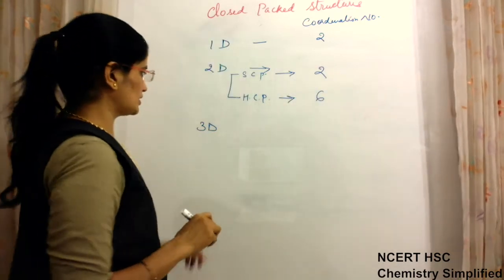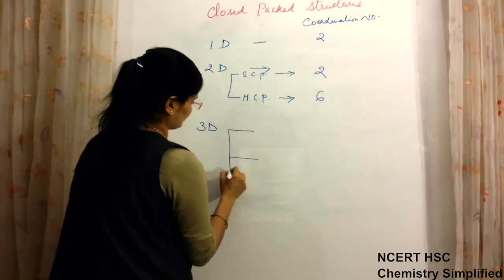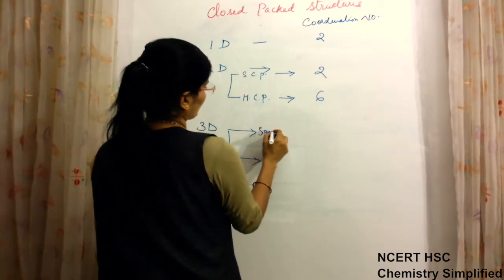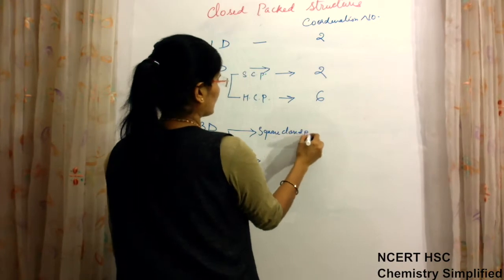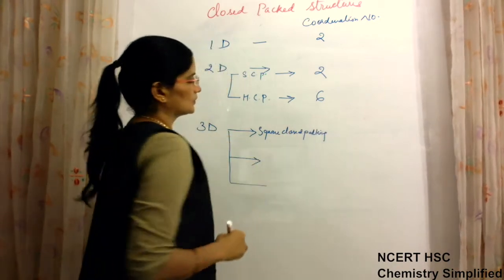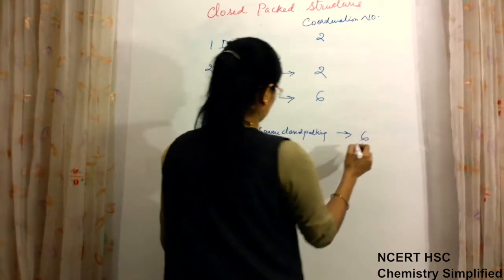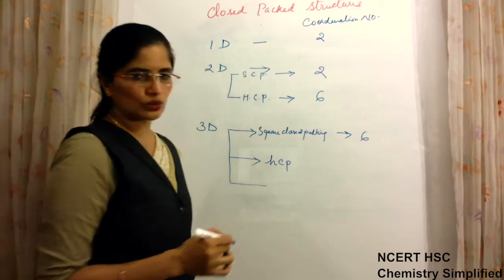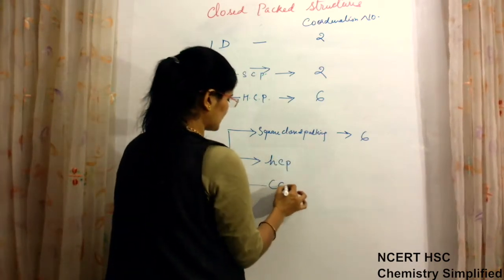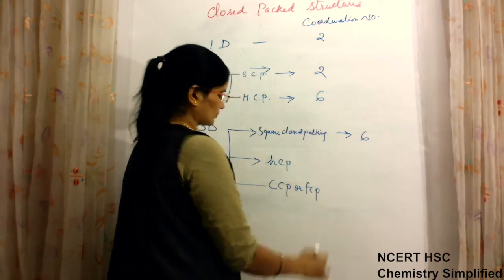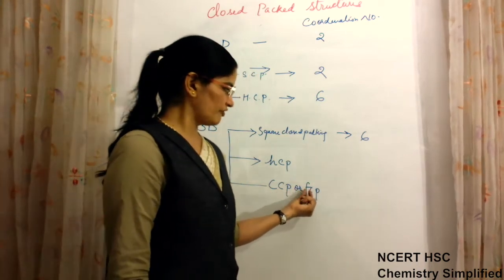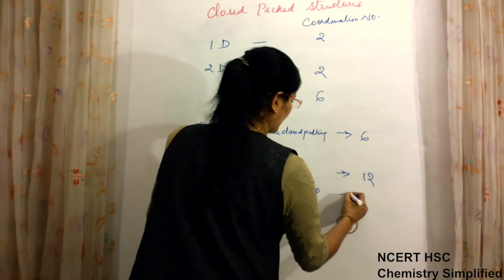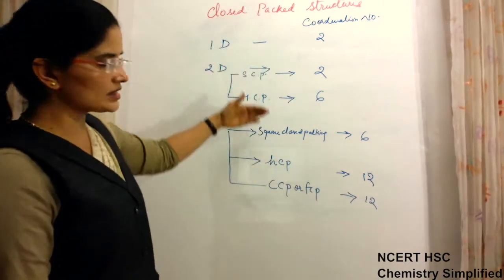Close packed structures. In 3D again we have 3 types. In 3-dimensional, simple cubic close packing, that time the coordination number was 6. In 3-dimension when the close packing was HCP, hexagonal close packed structure, or CCP, cubic close packed structure or face centered packed structure, both of them had coordination number 12 and 12. So these were the packings which we had seen.